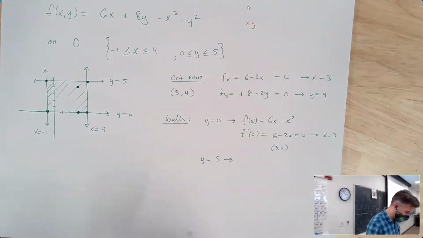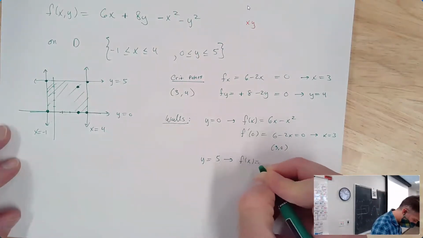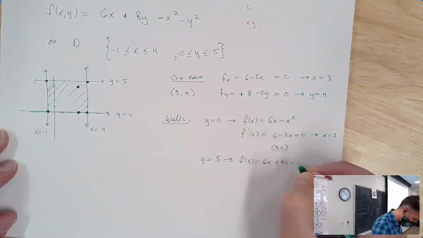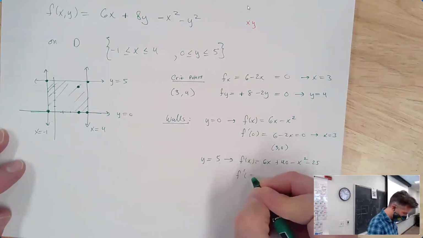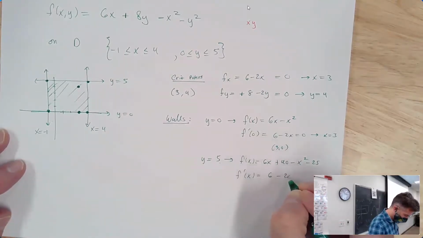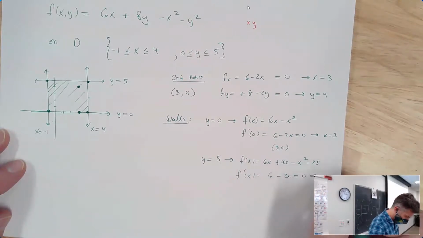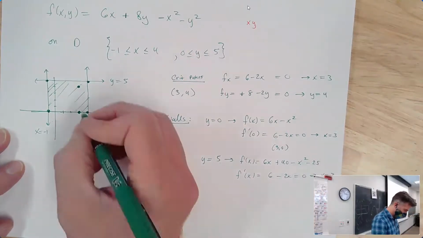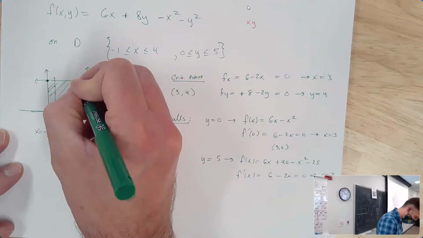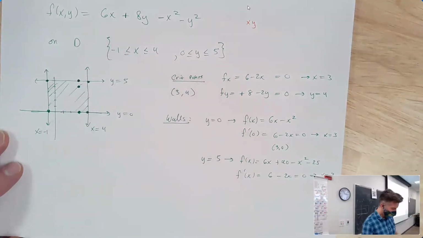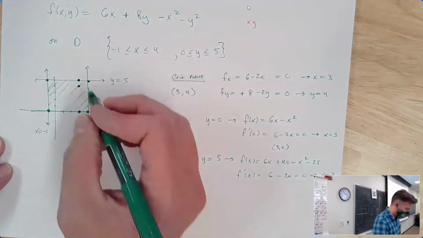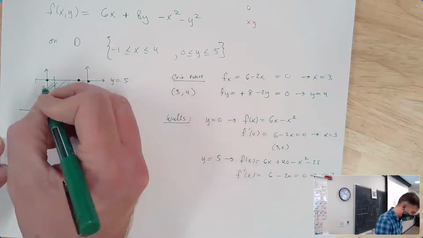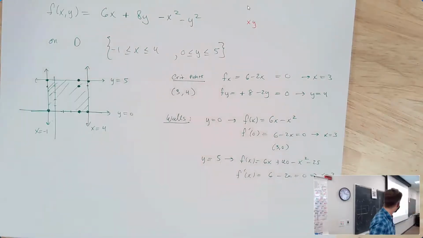Because you're plugging in y equals 5, your function becomes 6x plus 40 minus x squared minus 25. But the derivative is still the same. It's still 6 minus 2x, which gives you x equal to 3. So we get the point 3, 5. And I would be willing to bet a large sum of money that my other two wall points are going to be here and here because of the way the function is. I'm not positive, but I'm pretty confident.